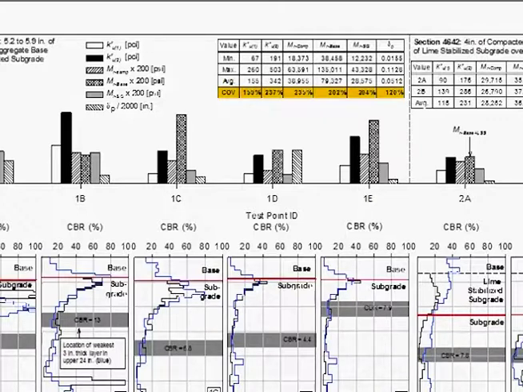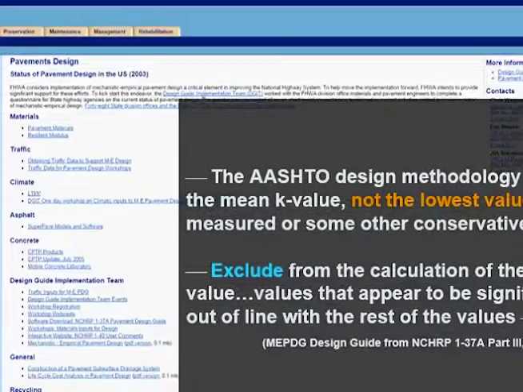We're working on a paper with the University of Illinois and ARA, one of the tollway consultants that was involved with the research, to publish this. But it's really interesting to me to see how much variability there is in the foundation at this site and in many other sites.